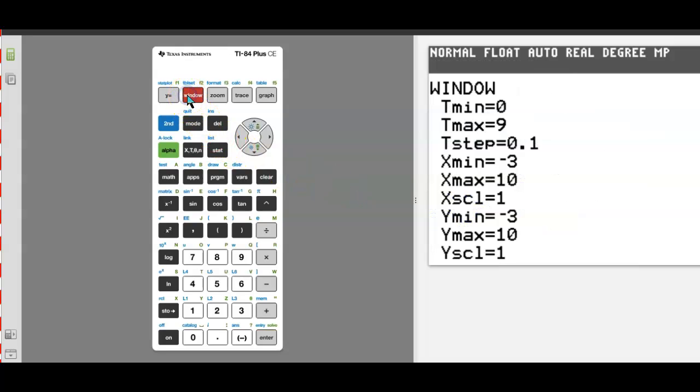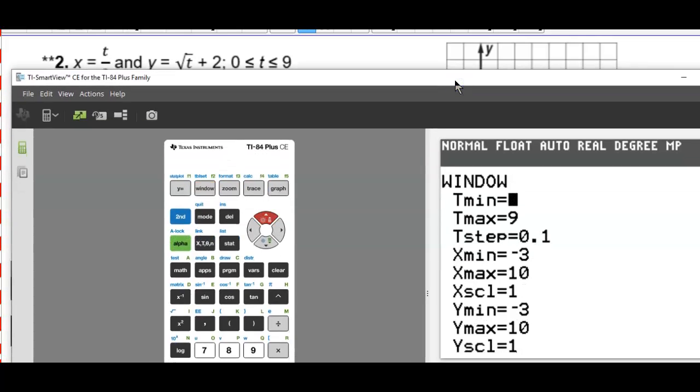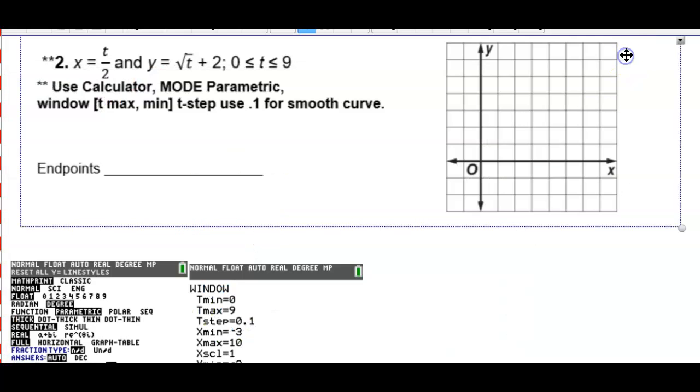Now, when you do this and you go to window, you get a t step. Instead of theta here, it asks for t. And the thing is, you have to set t to whatever the question tells you. So I'm going to do the one we just did real fast. Maybe if I can get it to go up.